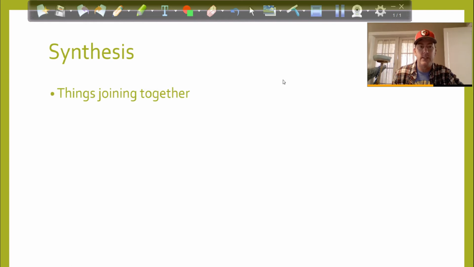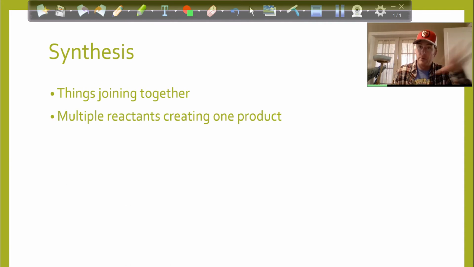So synthesis is putting things together, joining things into one. So when we think about, remember, the stuff we start with are the reactants, and the stuff that we end with are the products during a chemical reaction. So if we have multiple reactants come together to make one product. So generically we can think of it like this: A plus B equals AB.